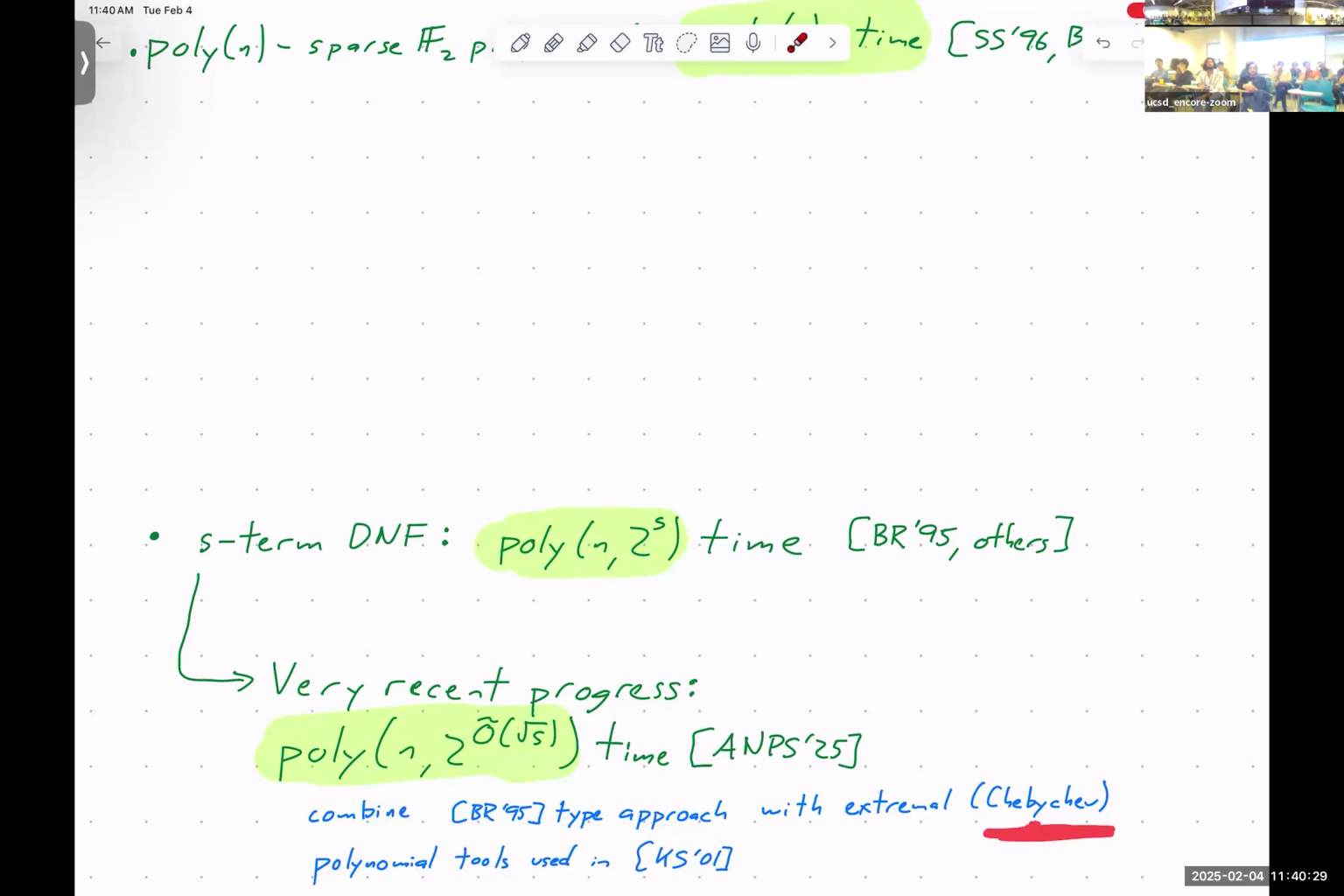Some of these, like Chebyshev polynomials, let you get some square root savings. And when all the dust settles, it turns out that we can do better than this. Instead of being able to learn log n term DNF in polynomial time if you get queries, we can basically handle log squared n term DNF in polynomial time now if you get these kinds of queries.